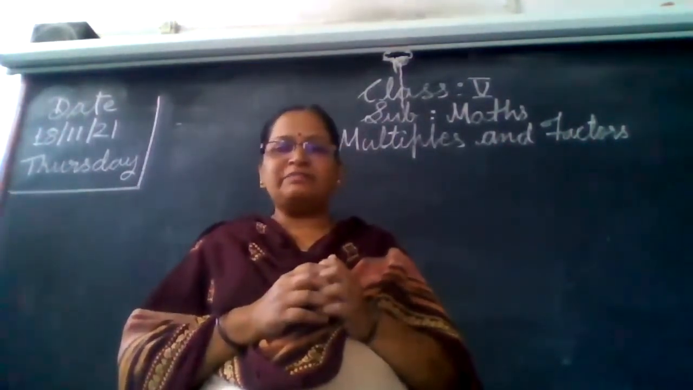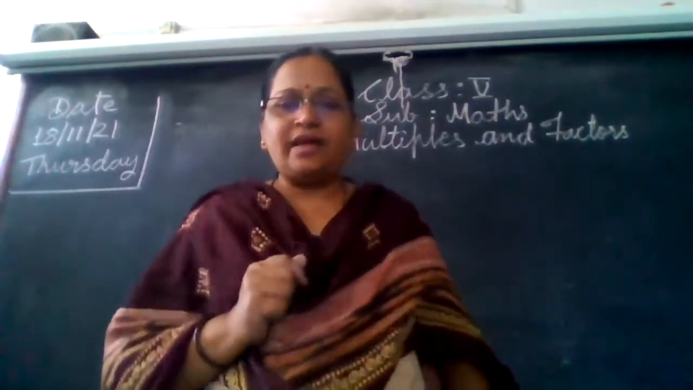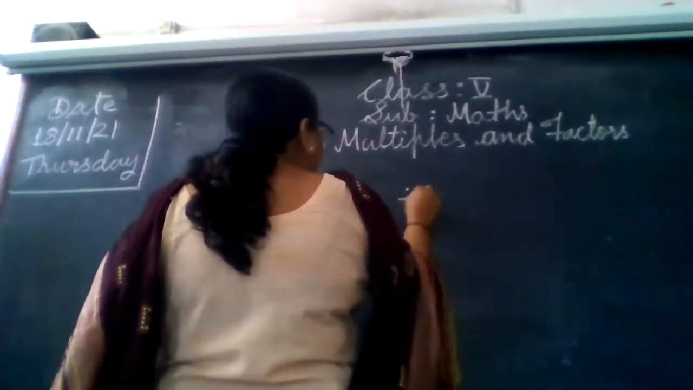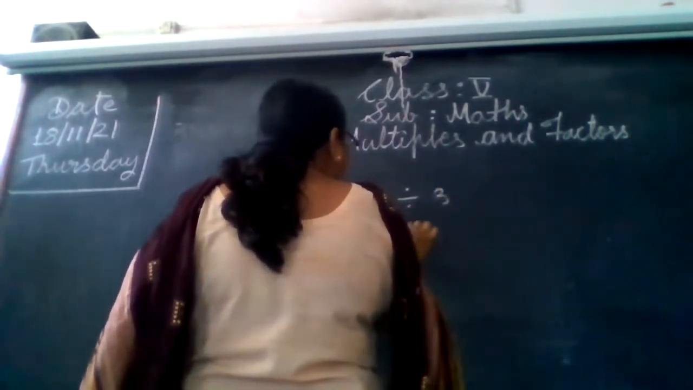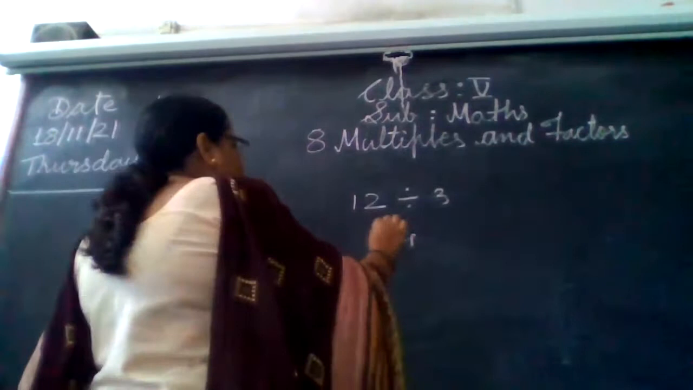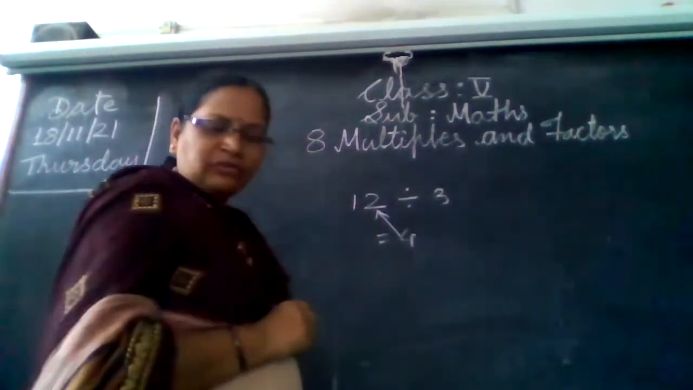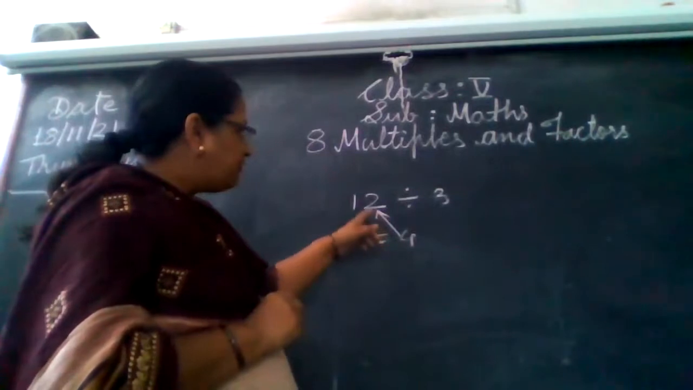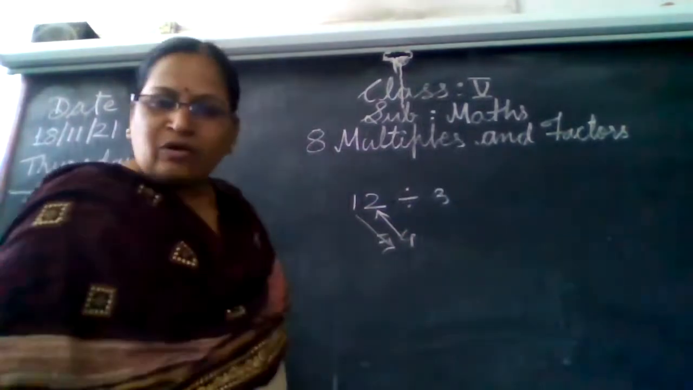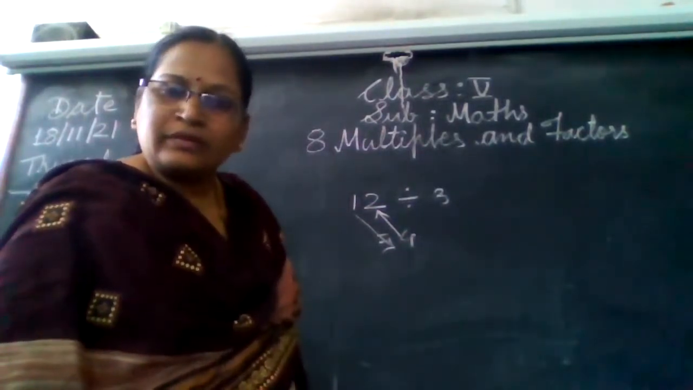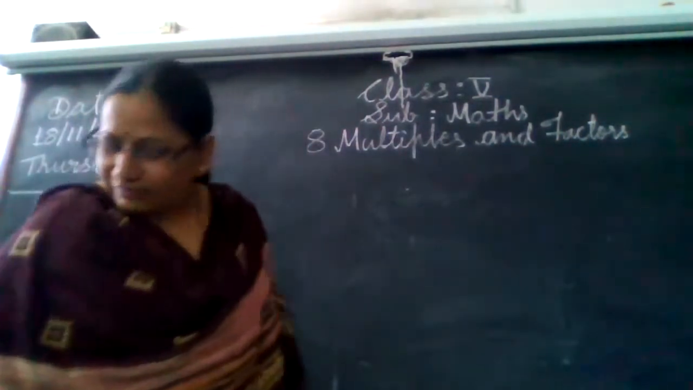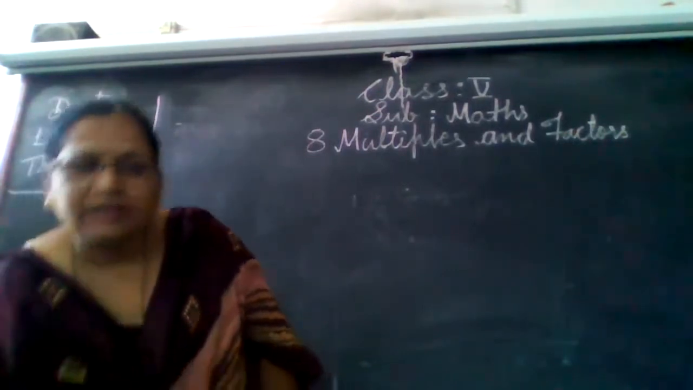See, beta, factors and multiples are interlinked with each other. See how: 12 divided by 3 is equal to 4. So 4 is the divisor of 12, and 12 is the multiple of 4. Got it, beta? So see, some points are given so that we can see they are interlinked with each other.